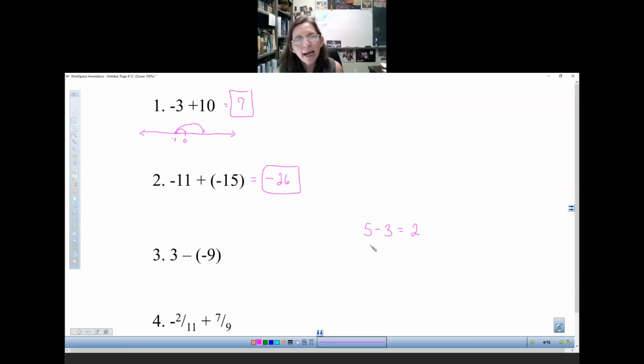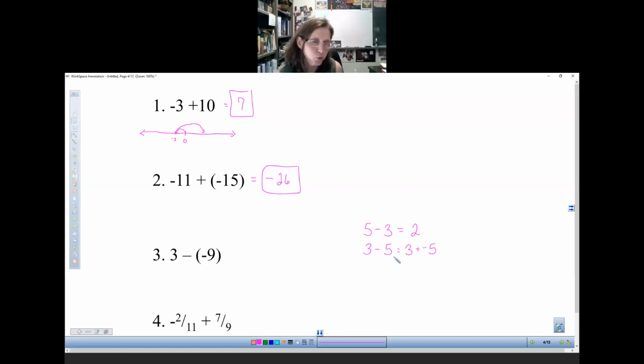However, if I have 3 and I subtract 5 from that, well, I know the difference in 3 and 5 is 2, but I had more of this. So in other words, I took away more than what I had. So another way to think about this is to say, okay, well, I add the opposite.